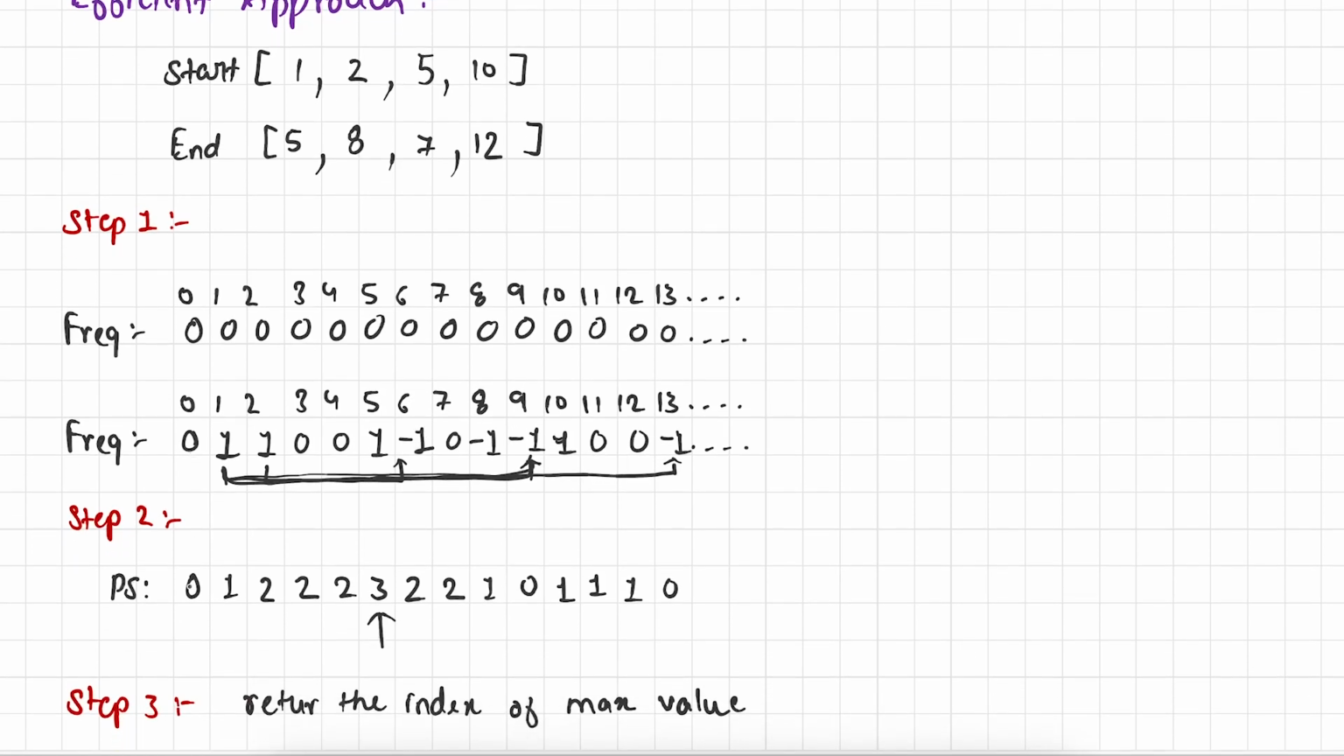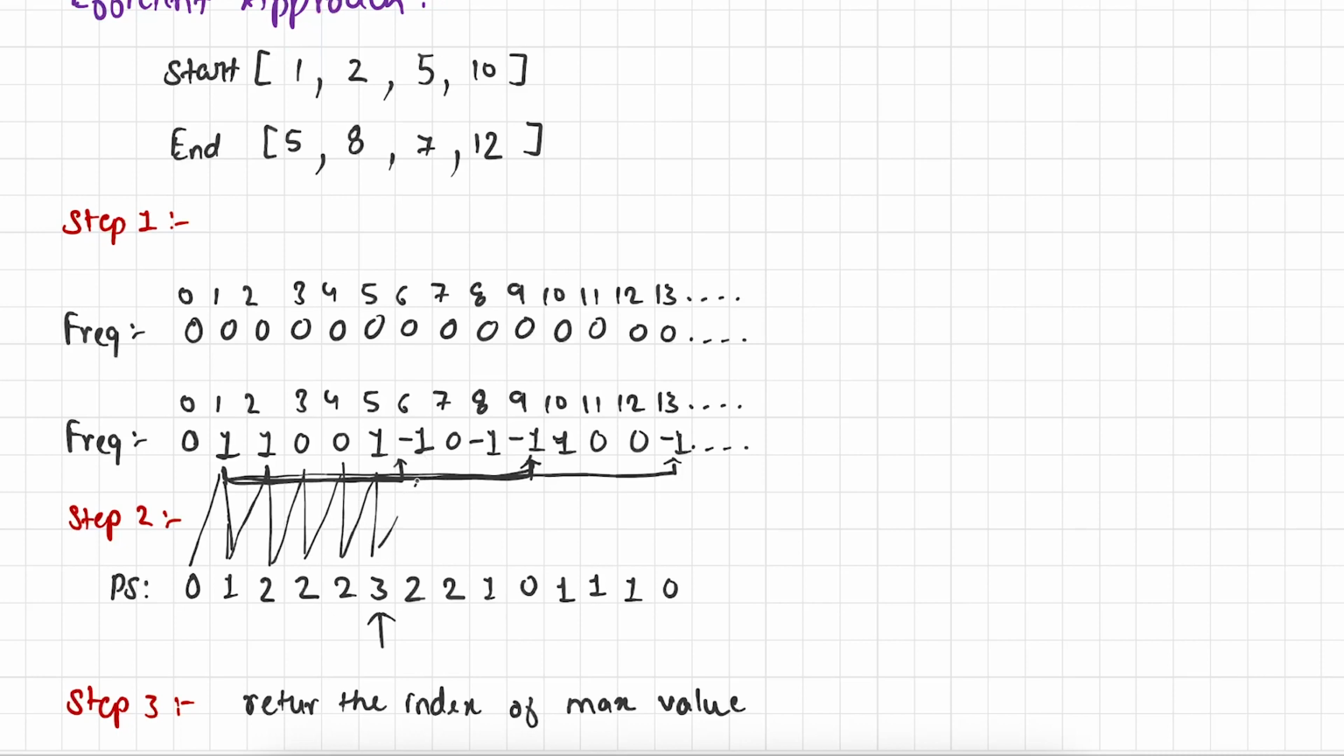The prefix sum of the first element is 0, because there are no elements to the left of it. Now the prefix sum of the next element is 0 plus 1, that is 1. Then 1 plus 1 is 2. Now 2 plus 2 is 4. Again 2 plus 0 is 2. 2 plus 1 is 3.